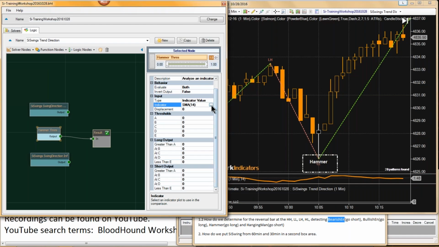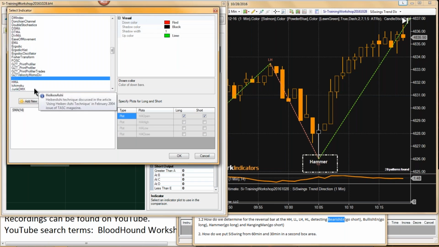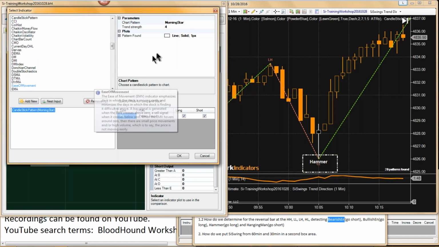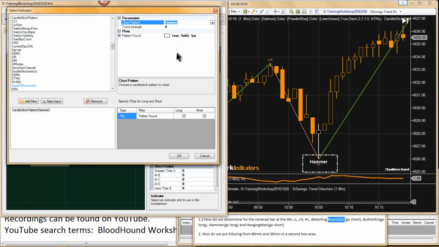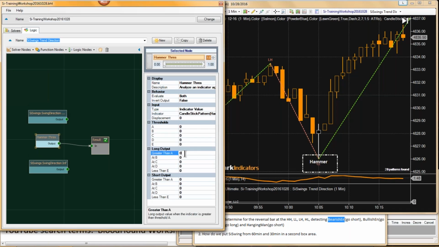And let's change our indicator out. Oops. There we go. Candlestick pattern. Set this to the hammer. And pattern found. When a pattern is found, I believe it always gives you a positive 1. I'll have to check that out again. I think it's always going to give you a positive 1 when a pattern is found.